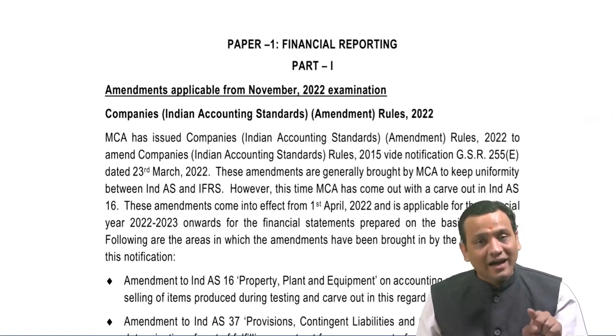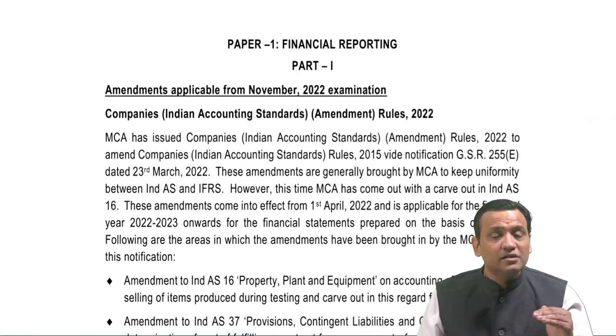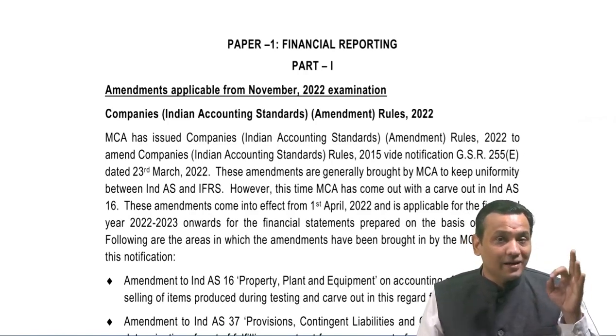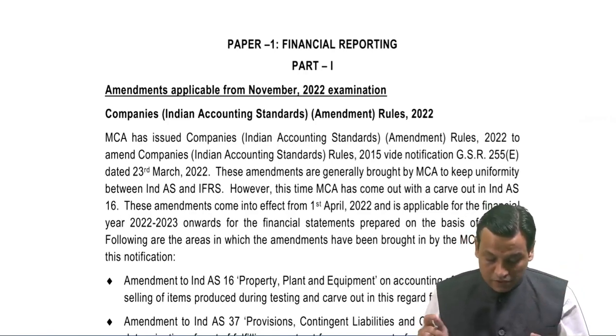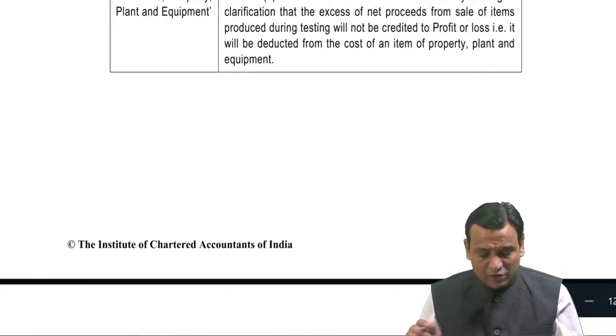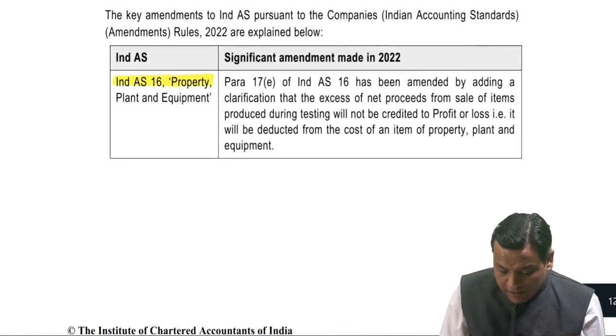Whereas under IAS, the net cost of PPE, if it is negative, negative means the sales proceeds are more than its cost, then as per IAS 16, the same is credited to profit and loss account. So friends, that is the first part with respect to our Ind AS 16. So my first amendment is over.